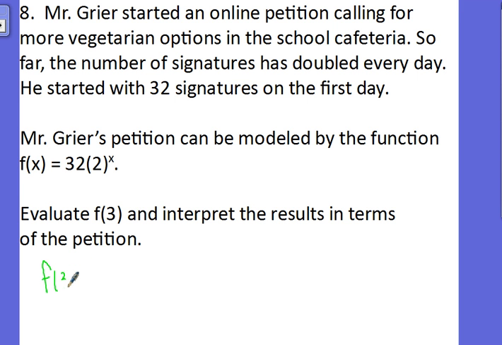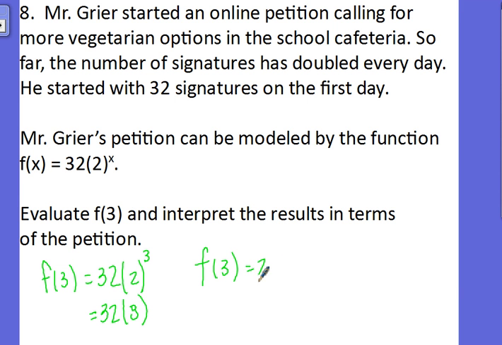So when I plug in f of 3, remember that I evaluate this by raising it to a power first. So I've got 2 to the third power, which is 8. And 32 times 8 is, let's see, 240, 256. So this is telling me that after the third day, he would have had 256 signatures on his petition.